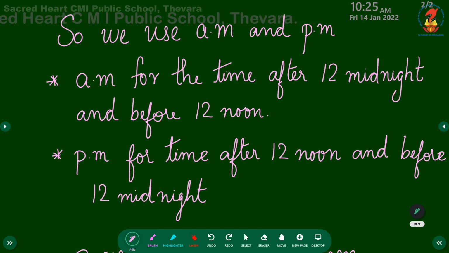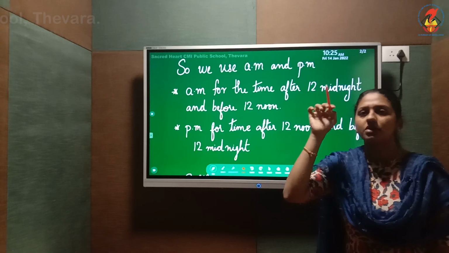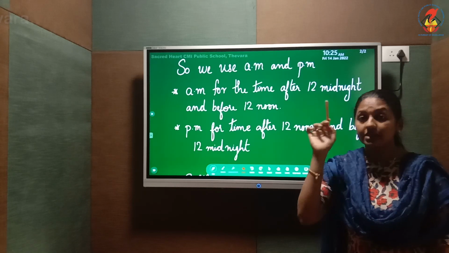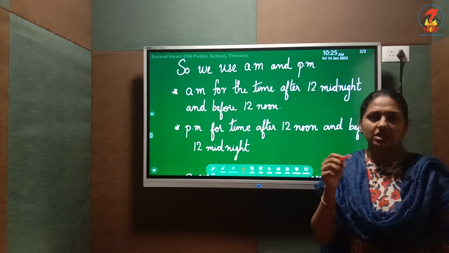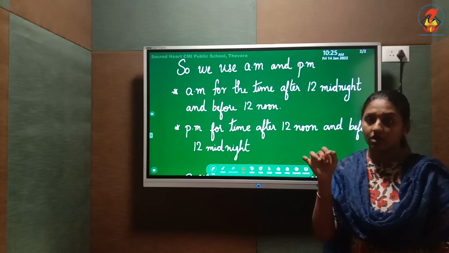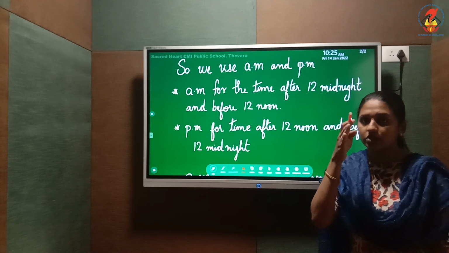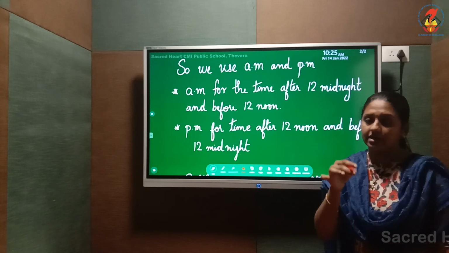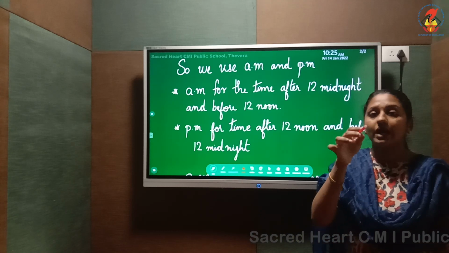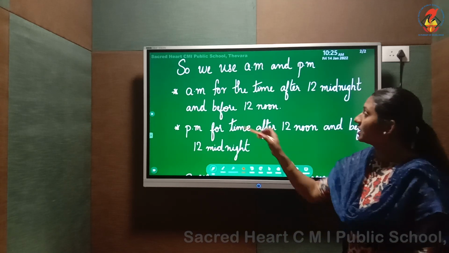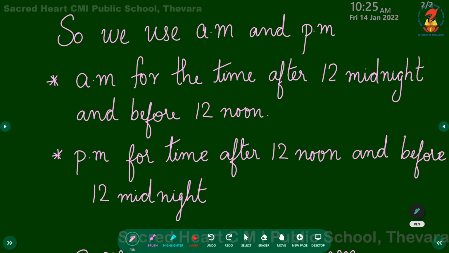When can we use AM? AM is for the time after 12 midnight and before 12 noon. That means when we are sleeping, it is 12 AM, up to before lunch time at 12 o'clock. From midnight 12 to before 12 noon, we can say it's AM. AM is for the time after 12 midnight and before 12 noon.